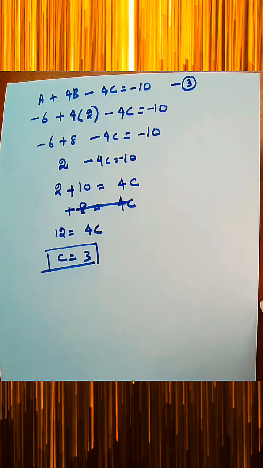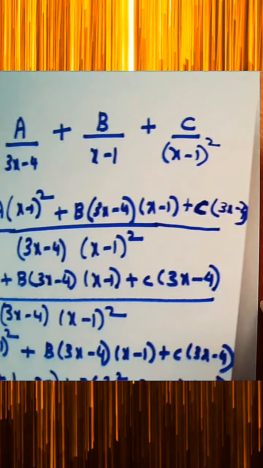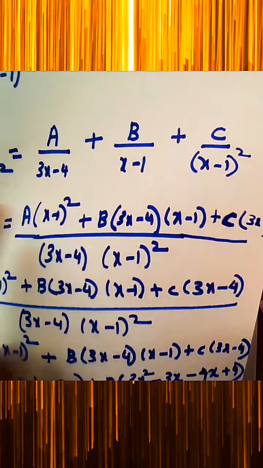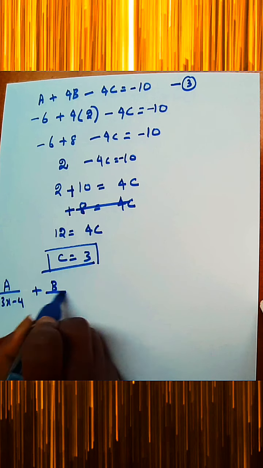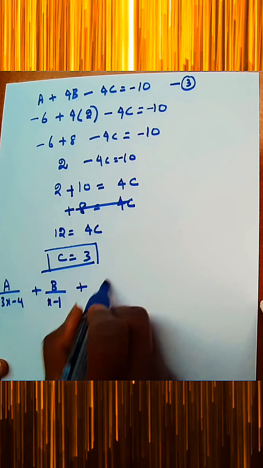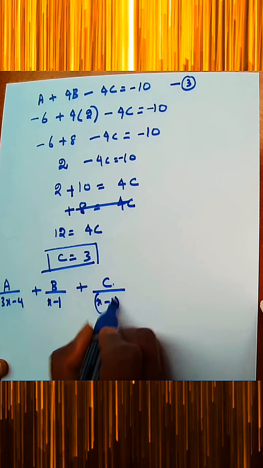Now what are we going to do? Just going to substitute. Right, friends? So where are we going to substitute? We already have the initial equation, a by 3x minus 4, right? I'm going to write that. a by 3x minus 4 plus b by x minus 1 plus c by x minus 1 the whole square.